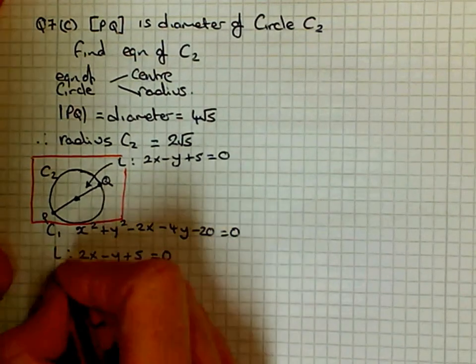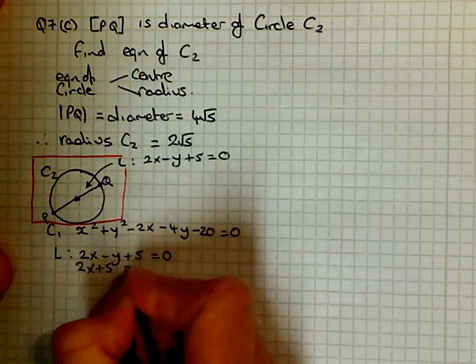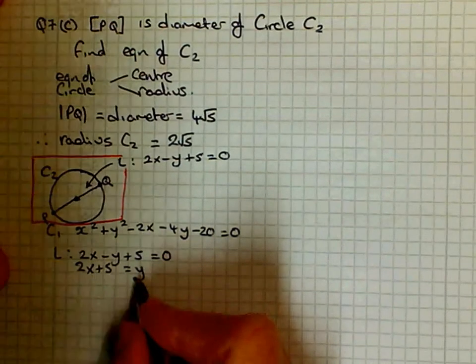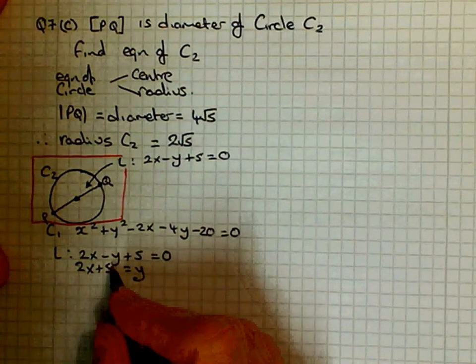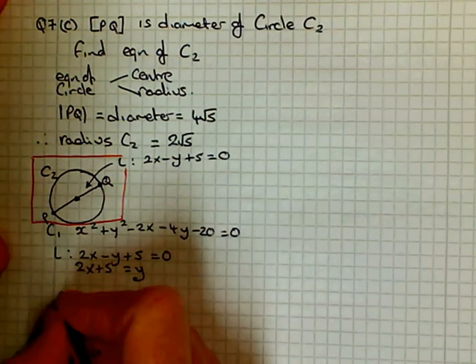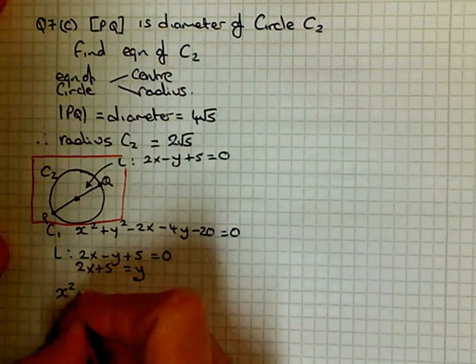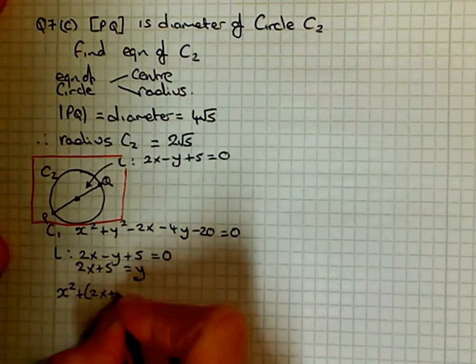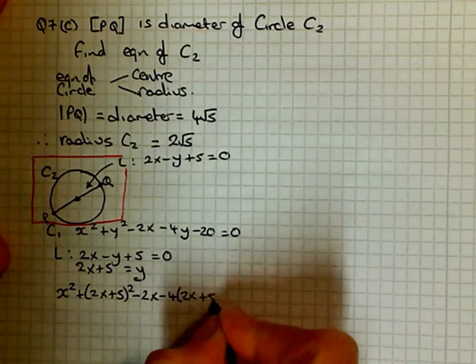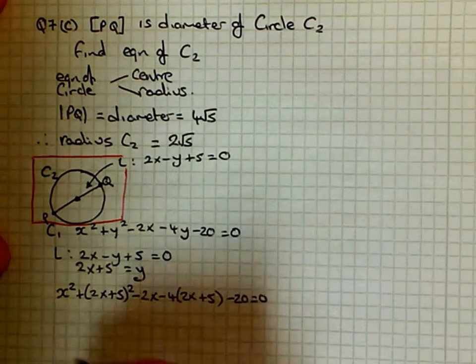If we bring 2x plus 5 across, and the minus y across becomes y, then everywhere we see y, we're going to put in 2x plus 5, and we're going to solve for x first and then go back and solve for y. So it is x squared plus (2x plus 5) all squared minus 2x minus 4 by (2x plus 5) minus 20 equals 0.